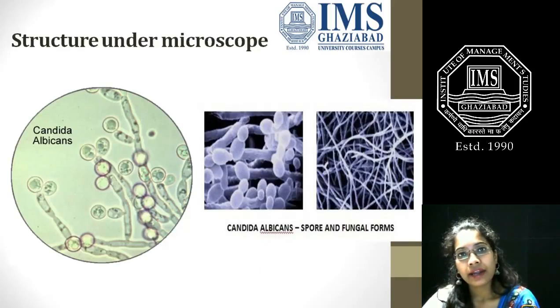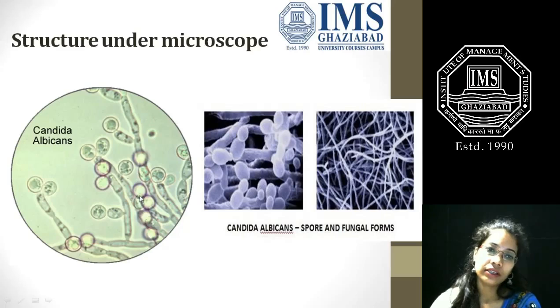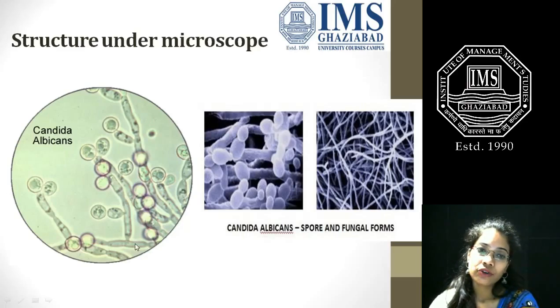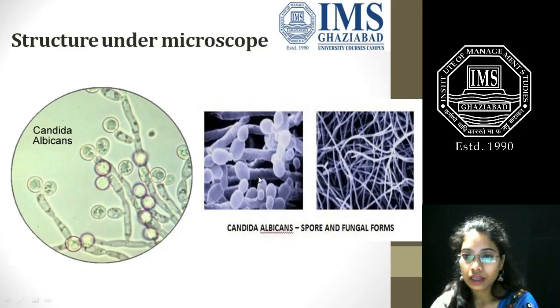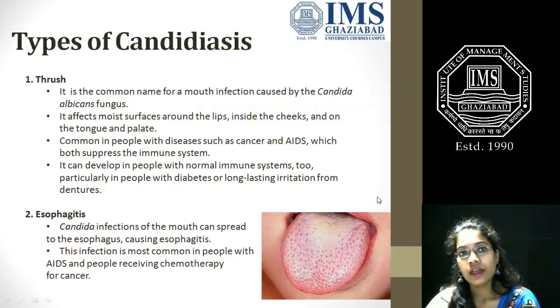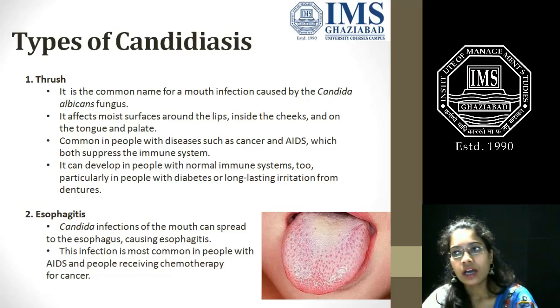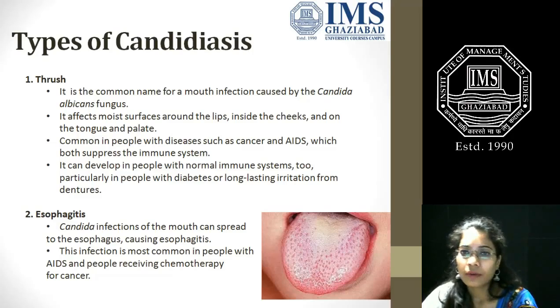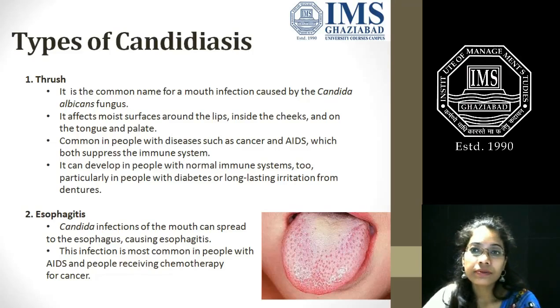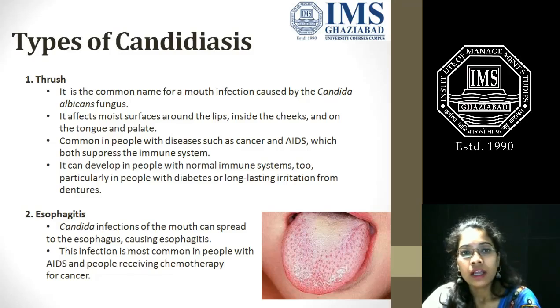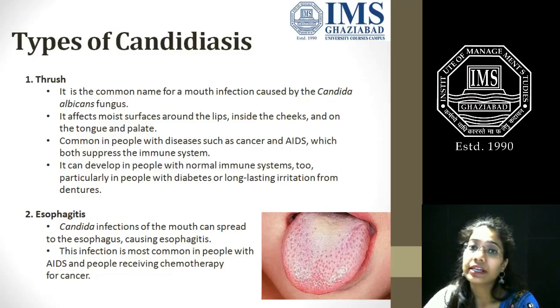If we see the structure of Candida albicans under the microscope, you can see here these are the blastospores, these are the pseudohyphae and chlamydospores, these are the spore condition, and these are the fungal forms. There are different types of candidiasis, there are 5 types. First is thrush. Generally we can see fungal growth on the tongue, referred to as oral thrush, the common name for a mouth infection caused by Candida albicans. It affects moist surfaces like around the lips, inside the cheeks, and the tongue and the palate. Common in people who have a weakened immune system, like cancer patients and AIDS patients.